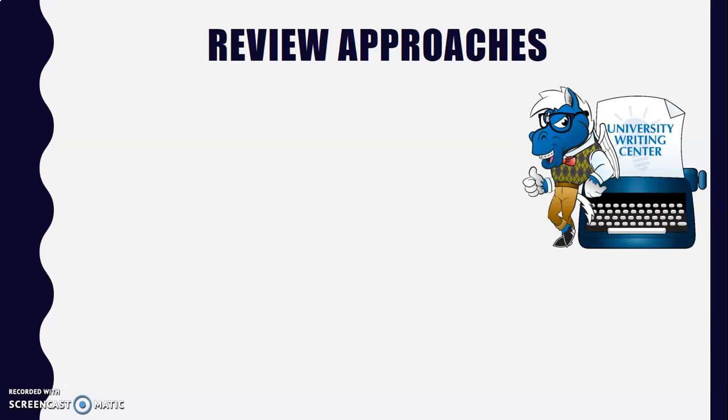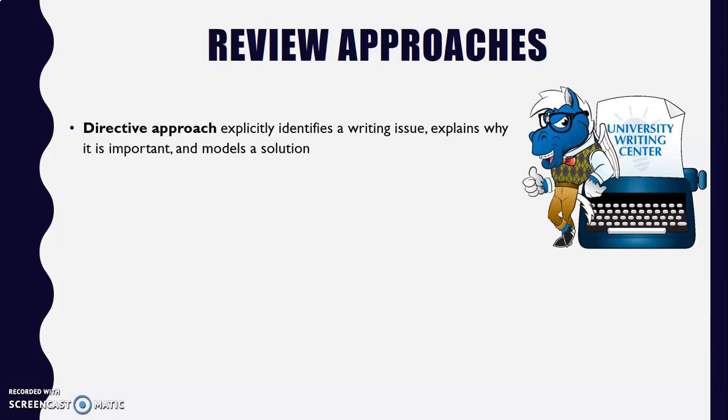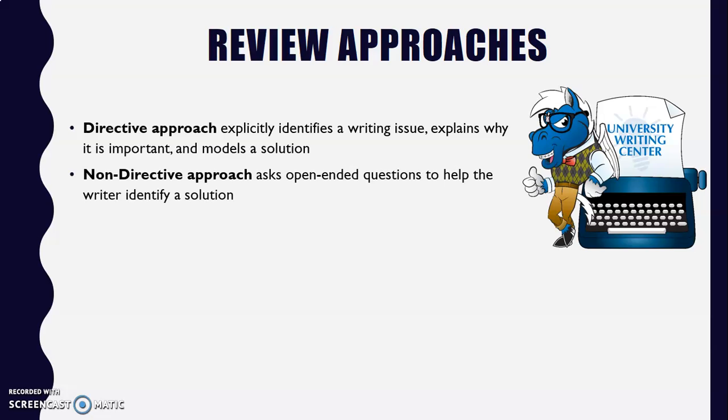Second, after deciding what to prioritize in feedback, you'll want to consider your approach: a directive approach, a non-directive approach, or a mix of both. Remember that a directive approach to feedback explicitly identifies a writing issue, explains why it is important, and models a solution. Whereas a non-directive approach asks students open-ended questions to help the writer identify a solution on their own.